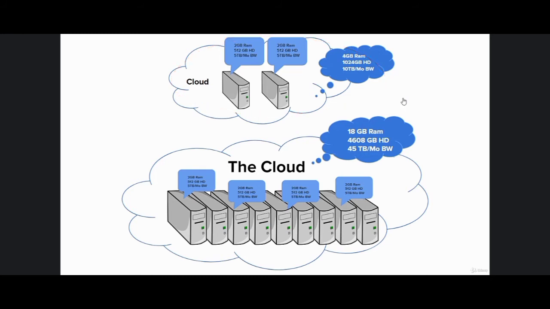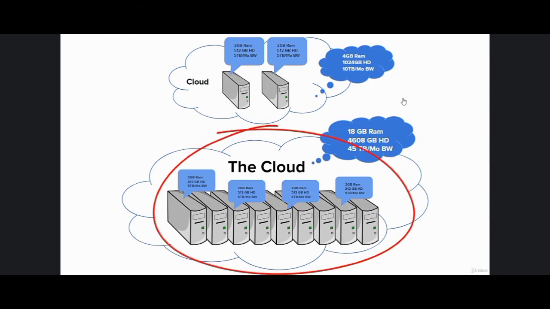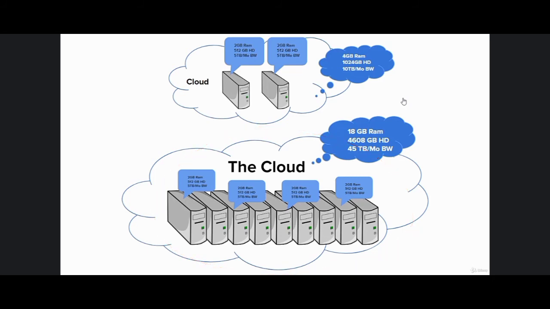If we were to add additional servers, CPU, RAM, and storage, it would increase our cloud computing capacity. In this illustration, we now have 9 identical servers, increasing our cloud capacity including CPU, storage, RAM, and bandwidth by a multiple of 9.